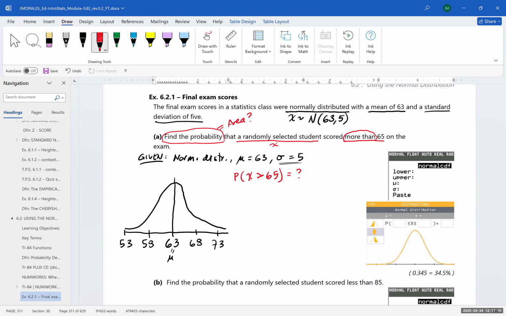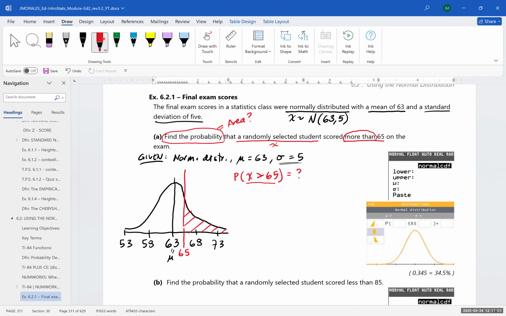So let's find 65 on this distribution. 65 is greater than 63 and less than 68, so 65 is going to be somewhere right here. And what we want, oh, let's see here. I'm starting to shade the wrong area, aren't I? Because we want the area where values of x are greater than 65. That's going to be on this side, right?